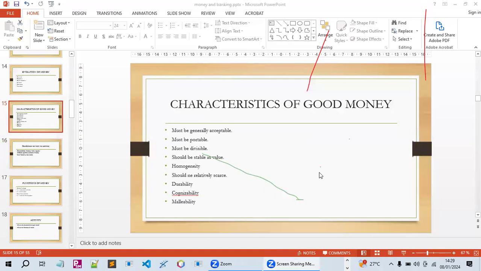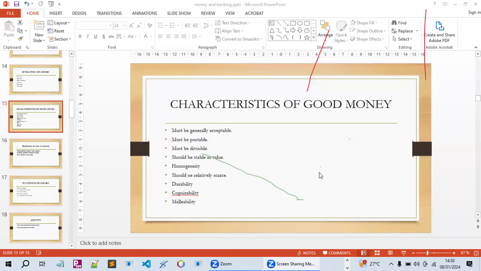So the characteristics of good money. The first one being, it must be generally acceptable. This means that it should be approved by everyone in the country as the official legal tender. This is to ensure that it is accepted by everyone in making different transactions. This means that money accepted in Kampala should be the money accepted in Lira or in Mbarara or Gulu.